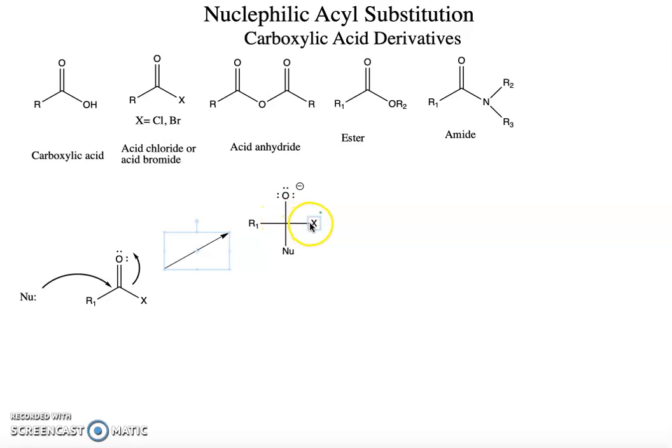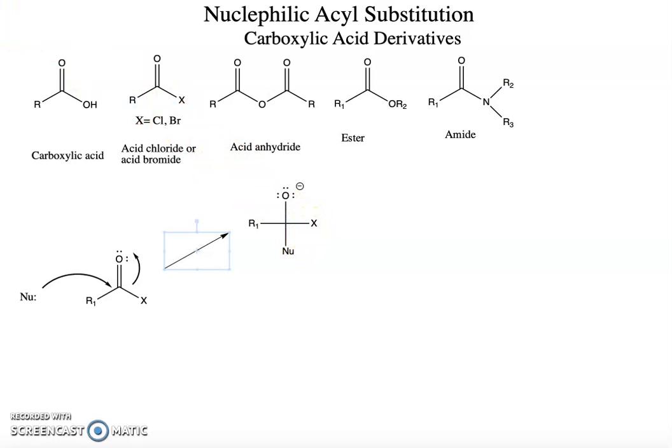The next thing that's going to happen is the electrons on the oxygen are going to come back down, and one of these two groups is going to leave. Either the X is going to leave or the nucleophile has to leave. And something has to leave because we're making a new double bond here, and we can only have 4 bonds on carbon.